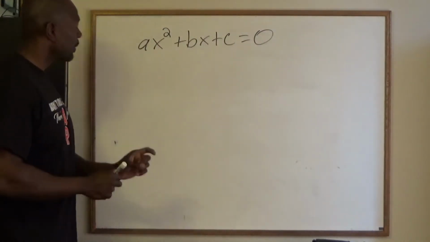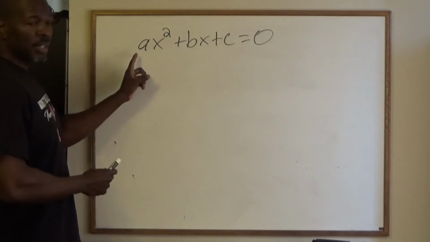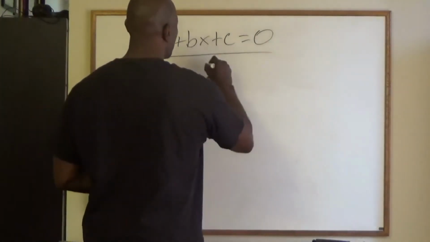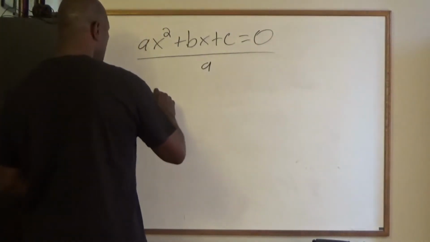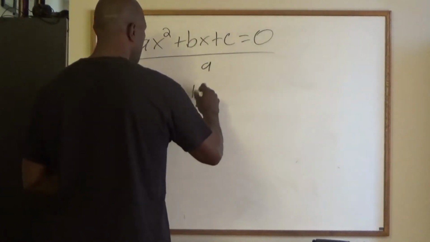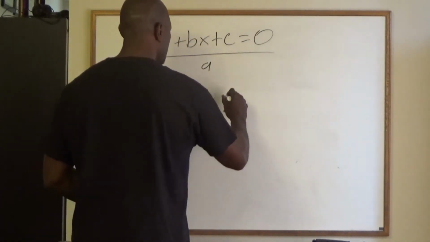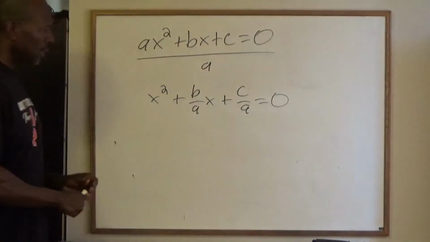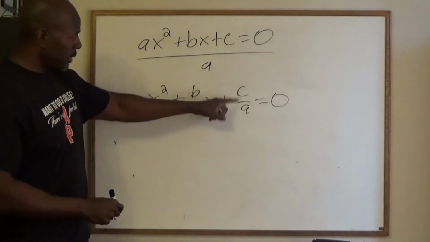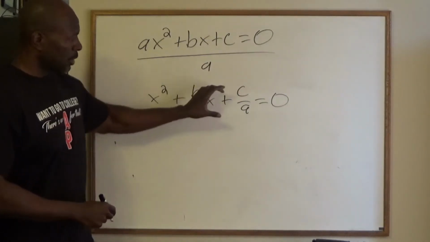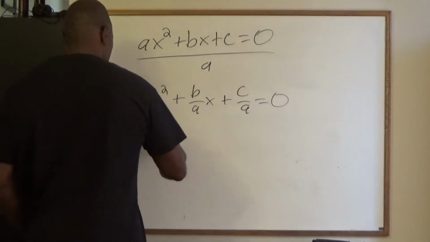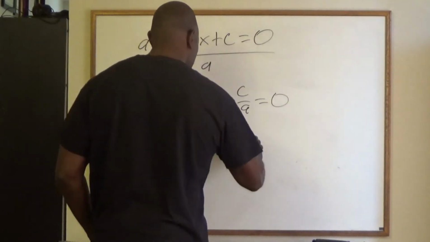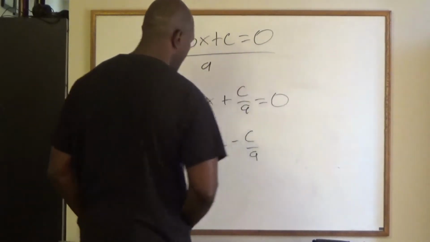Now again, like the previous example, there's a number in front of x squared. I'm going to get rid of it. I'm going to divide everything by a. So I divide everything by a. I have x squared plus b over a x plus c over a. And so next thing I'll do, this is a constant. This is the only thing that doesn't have an x in it, so I'm going to move this to the other side. And I'll have x squared plus b over a x equals negative c over a.